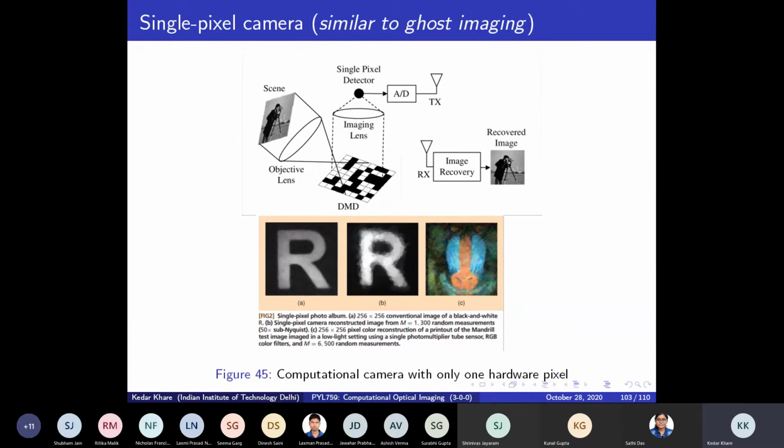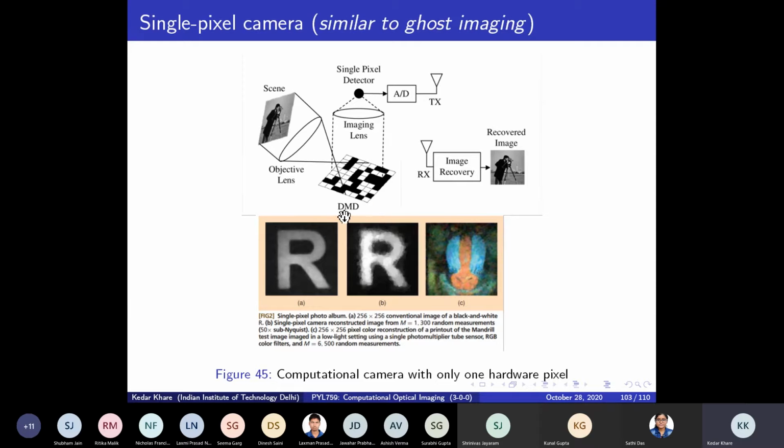The idea is that sometimes you operate in wavelength regimes where making detectors is very hard. Suppose you operate in the terahertz regime, for example: it is very difficult to make an array detector like a CCD camera, but a single point detector you can make. Traditionally you could never think about a camera which has only one hardware pixel. The idea here is something like this: I have a scene, maybe I have a lens, and I project the image onto this device.